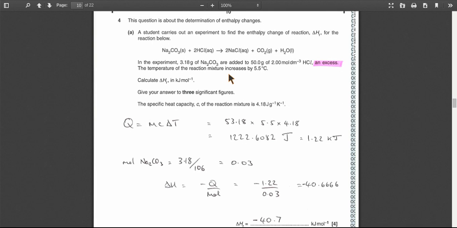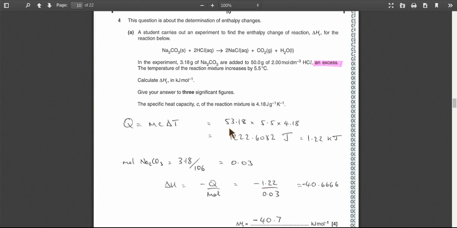We're also given the temperature rise is 5.5 degrees. Calculate the enthalpy change for the reaction in kilojoules per mole, and we have to give the answer to 3 significant figures. So it's a Q equals mc delta T calculation, and so the M is the mass of the solution, in this case whose temperature is changed, so that's going to be 50 plus the 3.18 that's gone in, so the total mass of the solution is 53.18 grams.